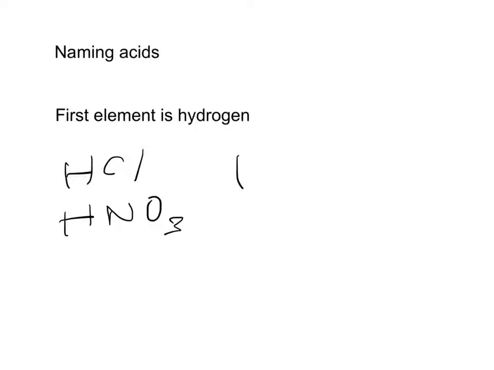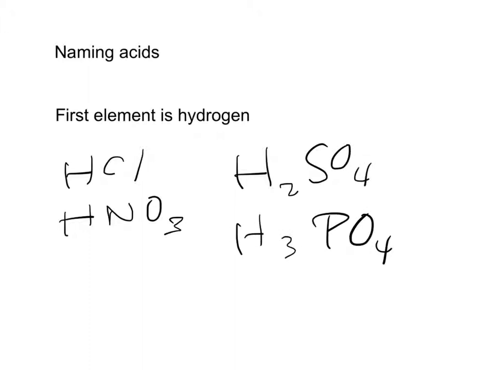HCl, HNO3, H2SO4, H3PO4, HC2H3O2. So notice in some cases there's only 1 hydrogen. In other cases we have 2 hydrogens or 3 hydrogens. The number of hydrogens isn't quite so important, but the bottom line is that when you see hydrogen first in a formula, that is an acid.